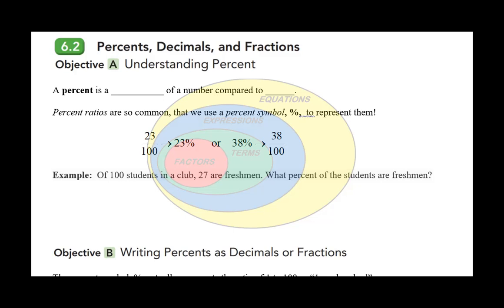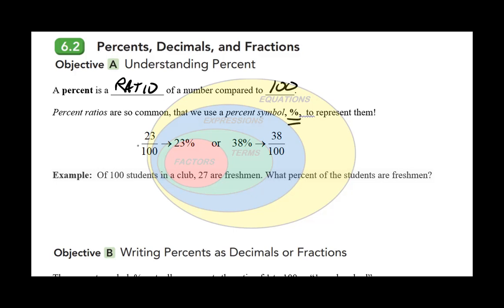Alright, today we're going to be looking at percents, decimals, and fractions and how to convert back and forth. So we're just going to use the definition of percent. A percent is a ratio that compares a number to 100. So it's a very common comparison. It's so common that we actually use a percent symbol for it.